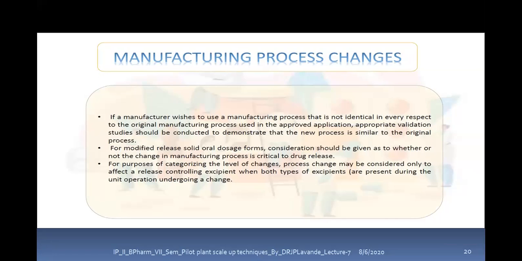For modified release solid oral dosage forms, consideration should be given as to whether or not the change in manufacturing process is critical to drug release. Whatever changes have been carried out, if they are not affecting the process of drug release, that is acceptable. If it is affecting the drug release, again, that may not be permitted in case of the SUPAC guidelines. For purposes of categorizing the level of changes, process change may be considered only to affect release controlling excipients when both types of excipients are present during the unit operation undergoing a change.